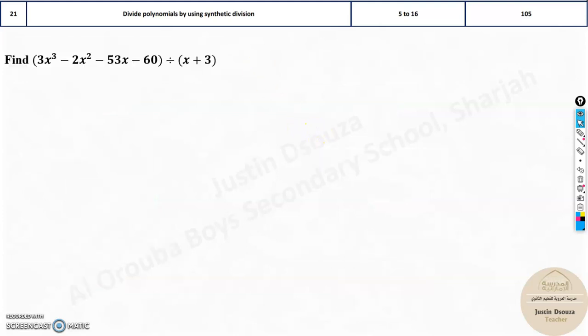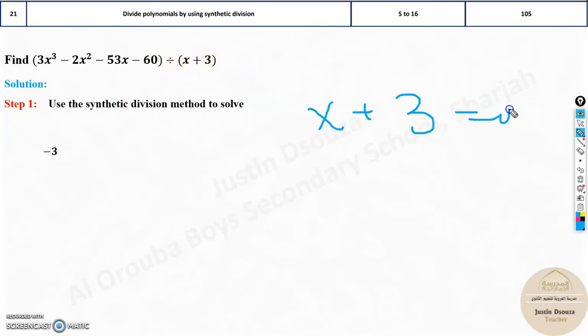Now then, we will go to synthetic division. Here we will use synthetic division. There are a few steps you must remember. Synthetic division is only possible when it's a binomial. And one more thing, there are certain things you must follow. Say, for example, x plus 3. You need to equate this to 0 and find the x value. It is minus 3. So minus 3 is very important.